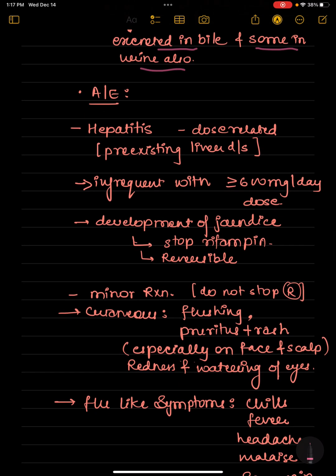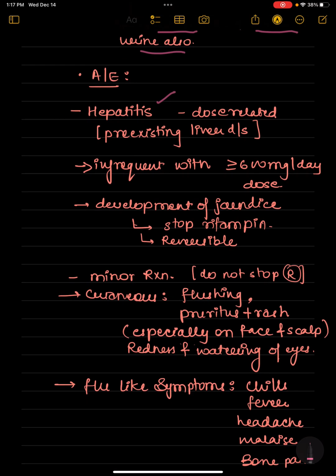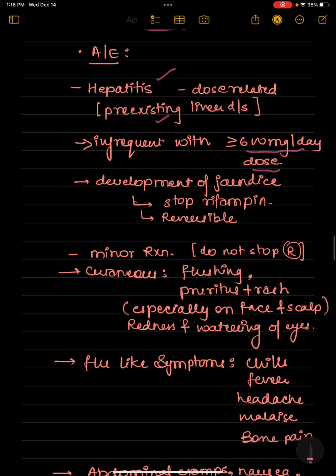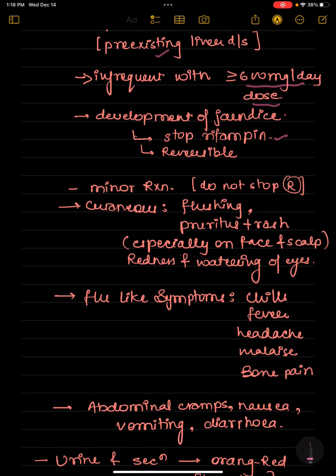Adverse effects of rifampin are hepatitis, which is dose related and mainly present in patients with pre-existing liver disease. It is infrequent with a dose of not more than 600 mg per day. If jaundice develops on giving rifampin, we will stop the drug, and the changes are reversible.